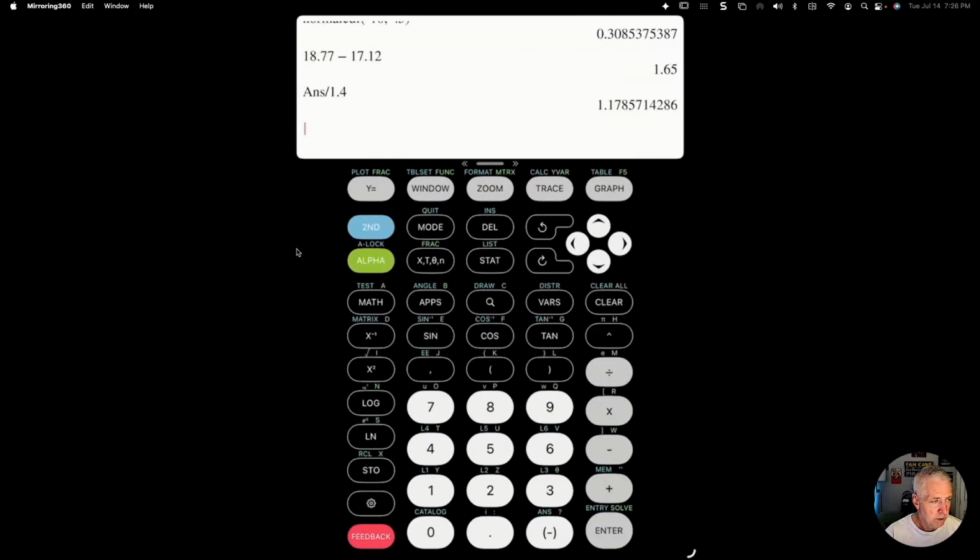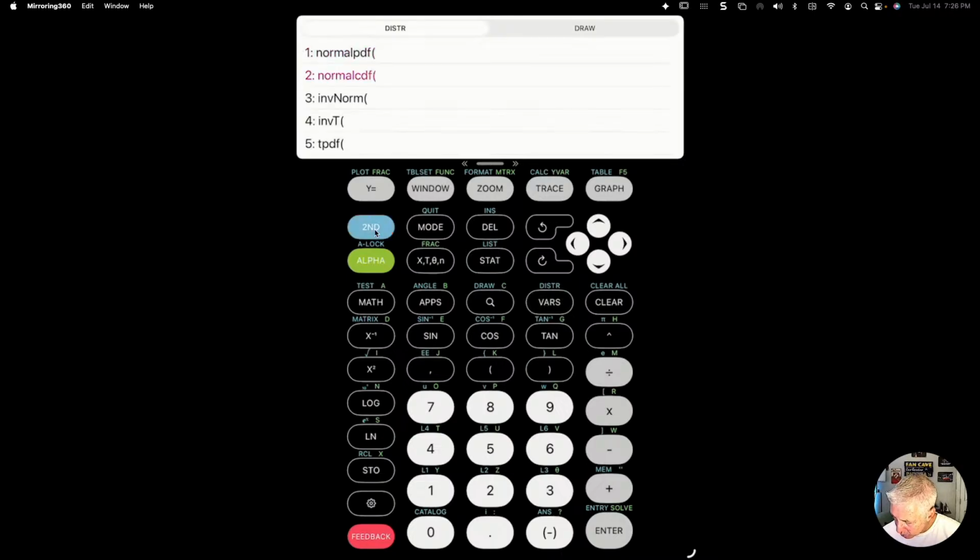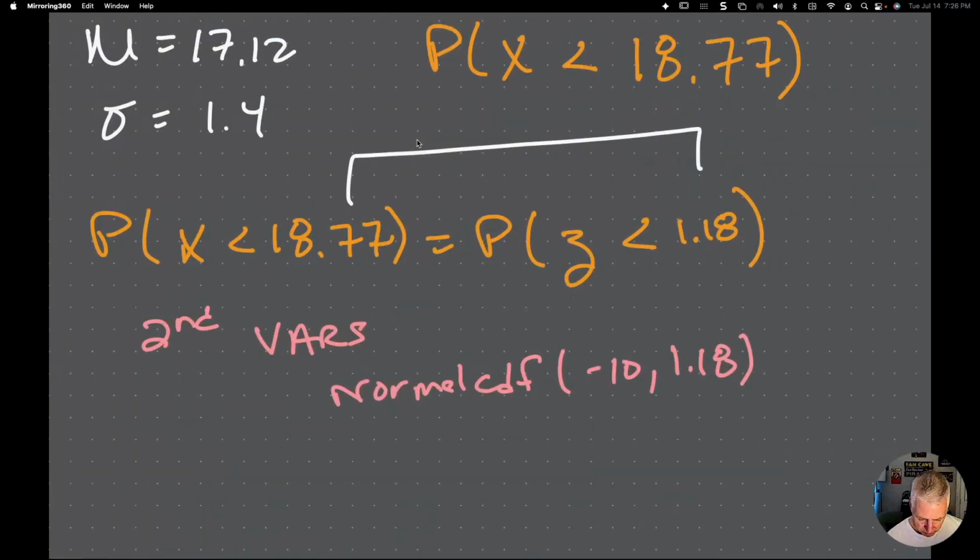Go up here, I scroll over. Oops. I'm going to clear that out. Second, vars. Scroll down to normal CDF, enter. And I'm going from -10, comma, 1.18. Close parentheses. Boom. 0.8809, or 0.881. We'll go with that. Either way, we're about 88%.